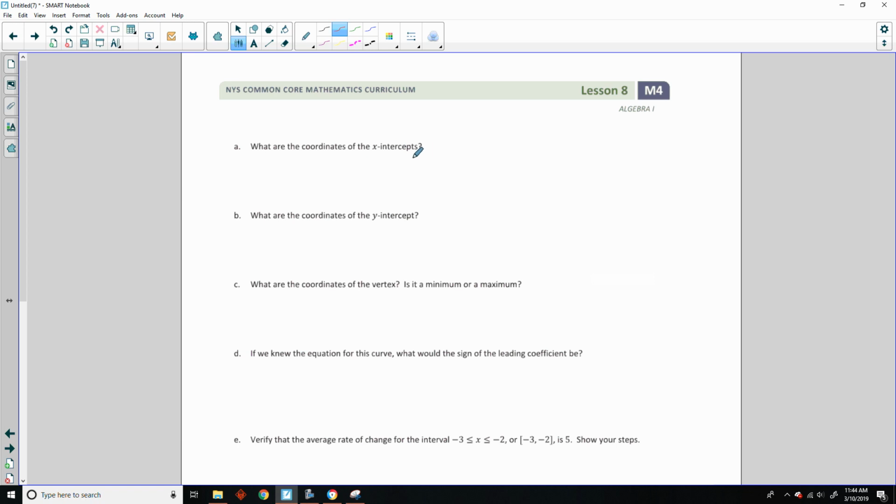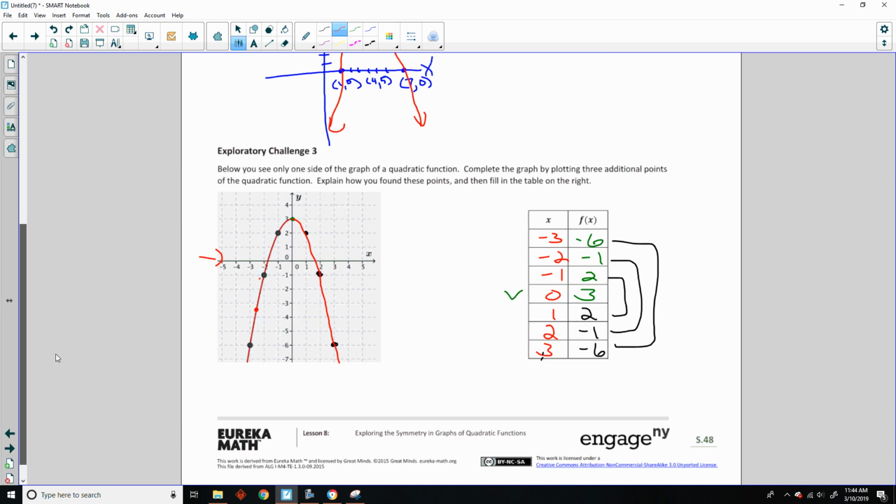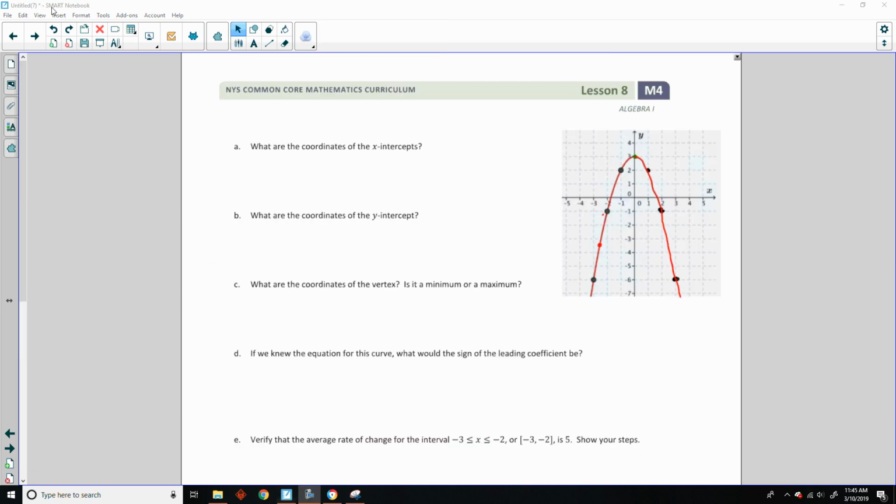What are the coordinates of the x-intercepts? Okay, so now we need this graph to answer these questions. Okay, so here's the graph. What are the coordinates of the x-intercepts?